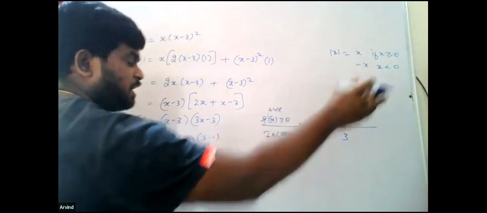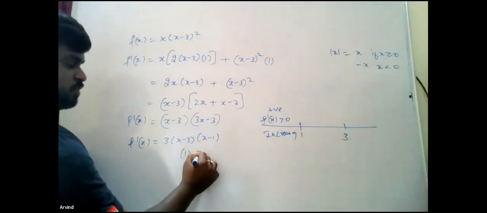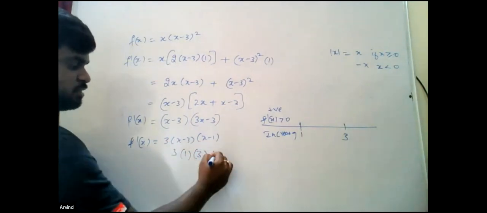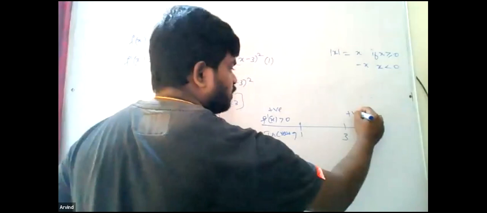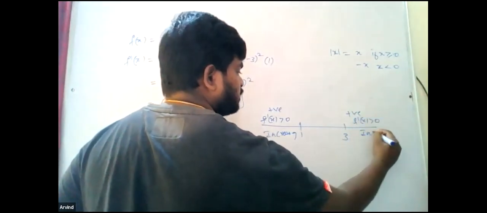Similarly, beyond 3, let's give 4 and see. 4 - 3 is 1, 4 - 1 is 3. This entire thing is a positive value. So positive is coming beyond 3. So f dash of x greater than 0, again increasing.